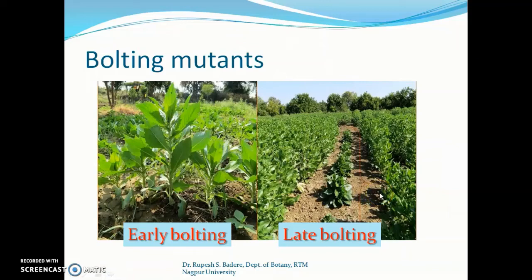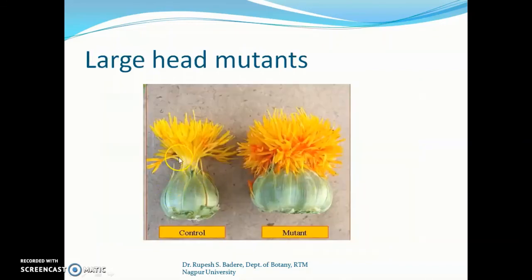Now here you can see the putative mutants which were isolated in M2 generation. So these are the early bolting mutants, these are the late bolting mutants. Here you can see putative mutants. Now the large head mutant, here you can see the control, the size of head, and here in the mutant.